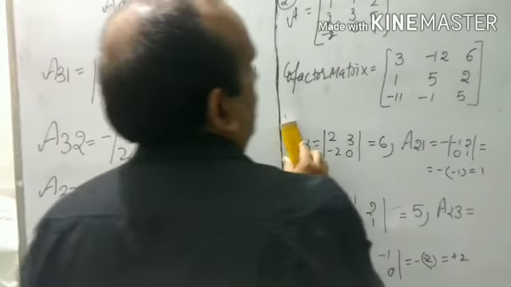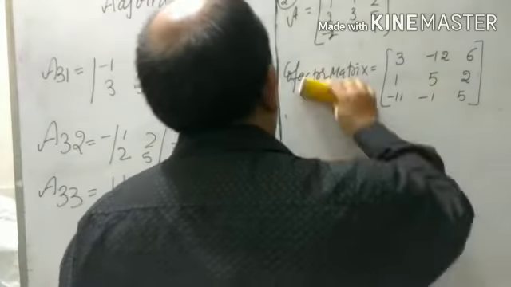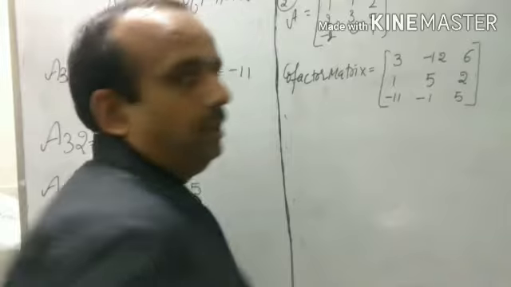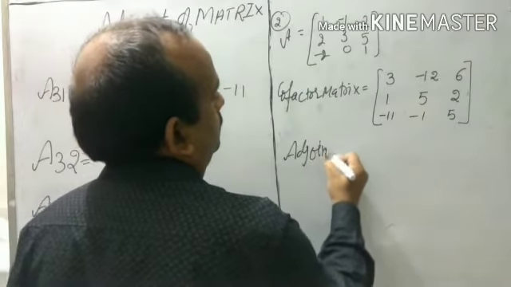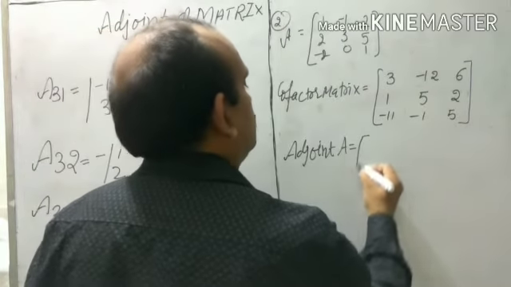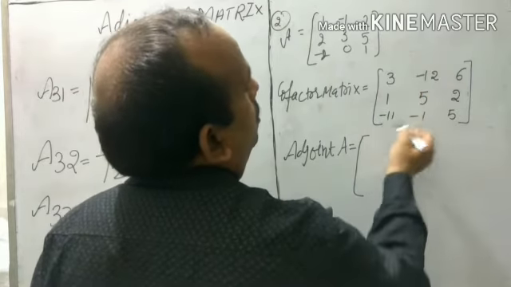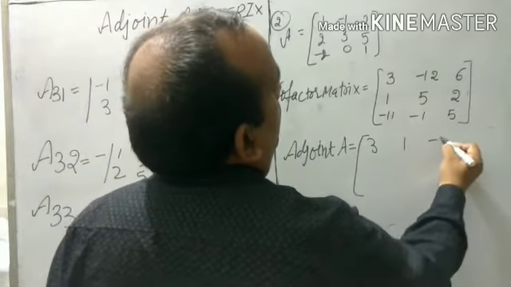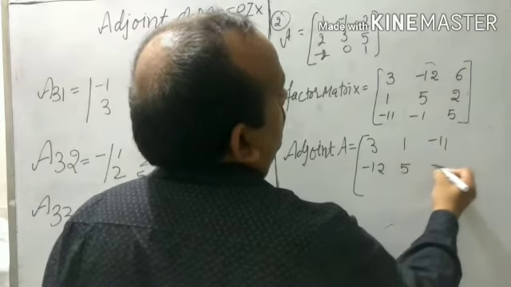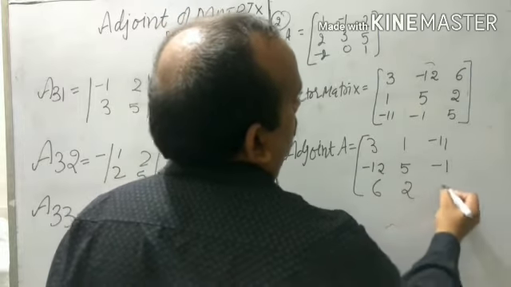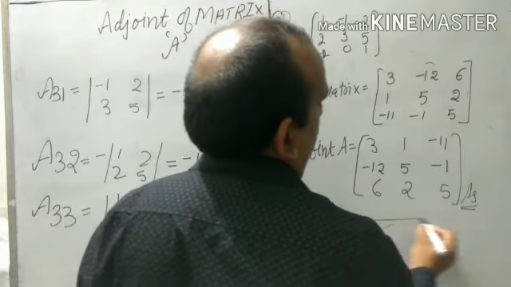Now we have to find the transpose of this matrix to find the adjoint of A. Now adjoint of A will be the transpose of this matrix. How to take the transpose? First row will become the first column, second row will become the second column, and third row will become the third column. This is our answer of adjoint A.